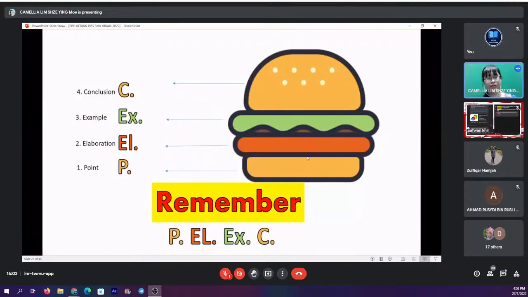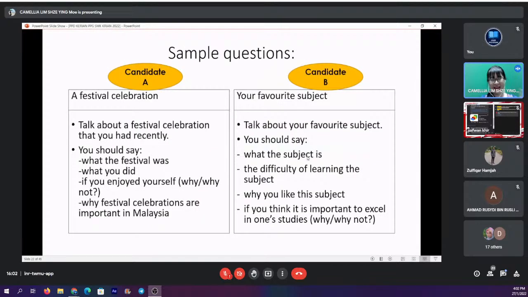So this is just another diagram to shorten it up. Remember what I said: the base, the point; the juicy patty will be the elaboration; the condiments will be the example; and the conclusion, which is the top bun. So remember PALPXC. These are the sample questions that we actually used in our recent speaking test. Remember, just now I said PALPXC. You can refer to the question here.